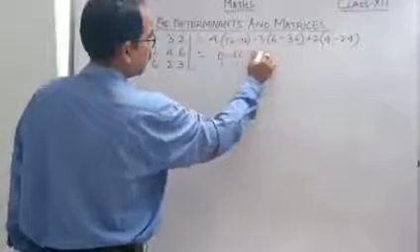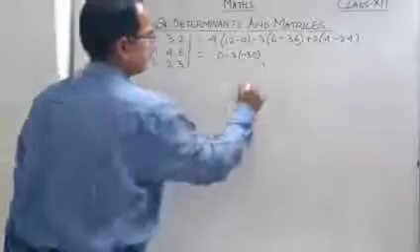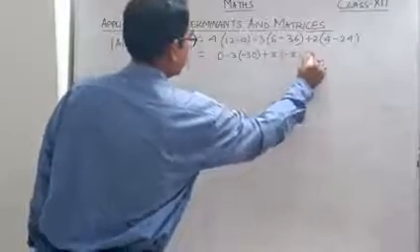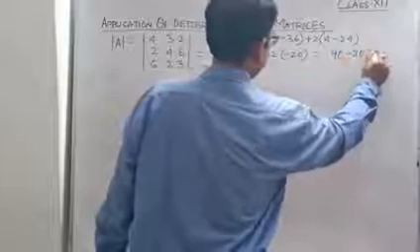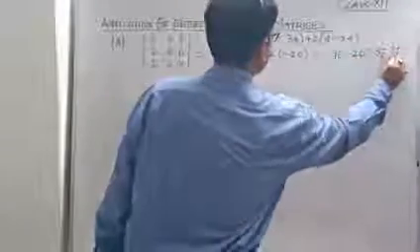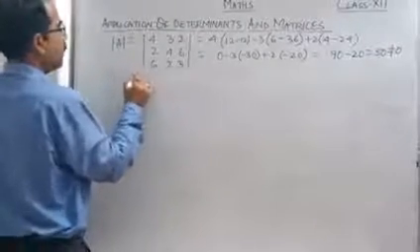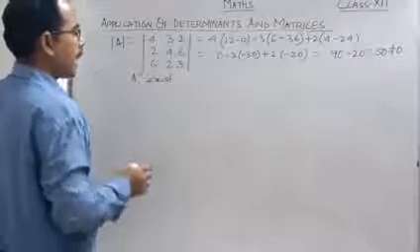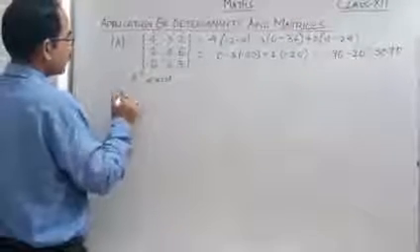This is minus 3 into minus 30, and this one 2 into minus 20. So ultimately we are getting 90 minus 20, that is equal to 50, which is not equal to 0. Therefore, A inverse exists. Okay students, as A inverse exists, let us find the cofactors.